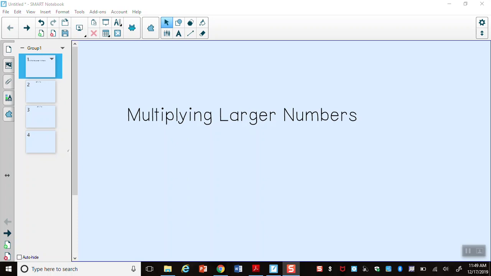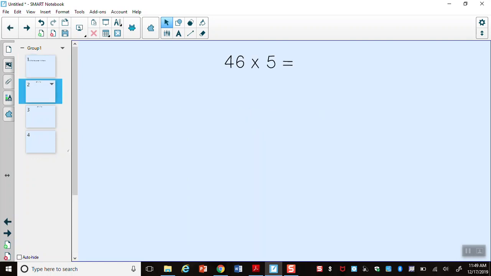So today we're going to talk about multiplying larger numbers. We are moving on from just multiplying our basic facts, and we are learning how to multiply 2-digit times 1-digit numbers. For example, we have a couple methods that we can do this with. For example, we have 46 times 5. So this is a 2-digit number, 46, times 5, which is a 1-digit number.